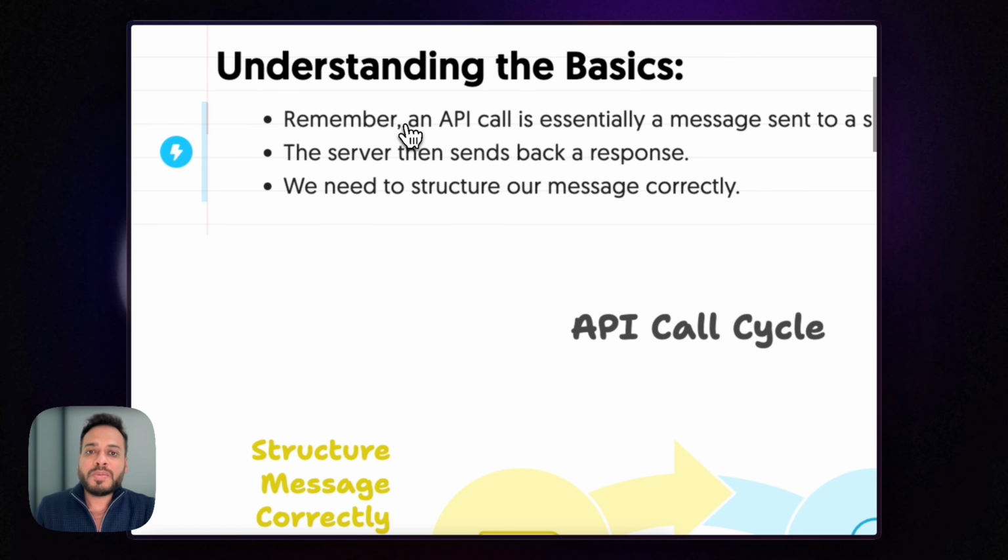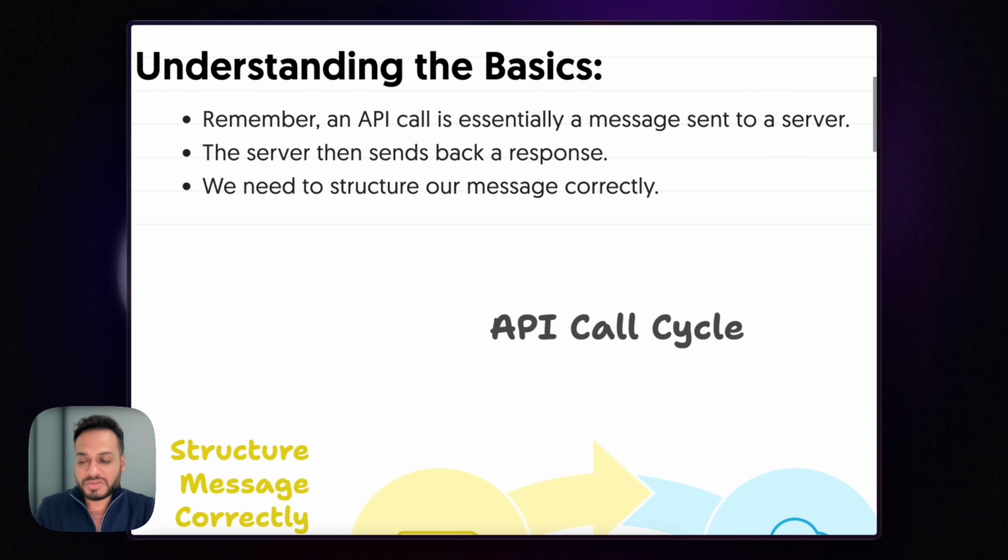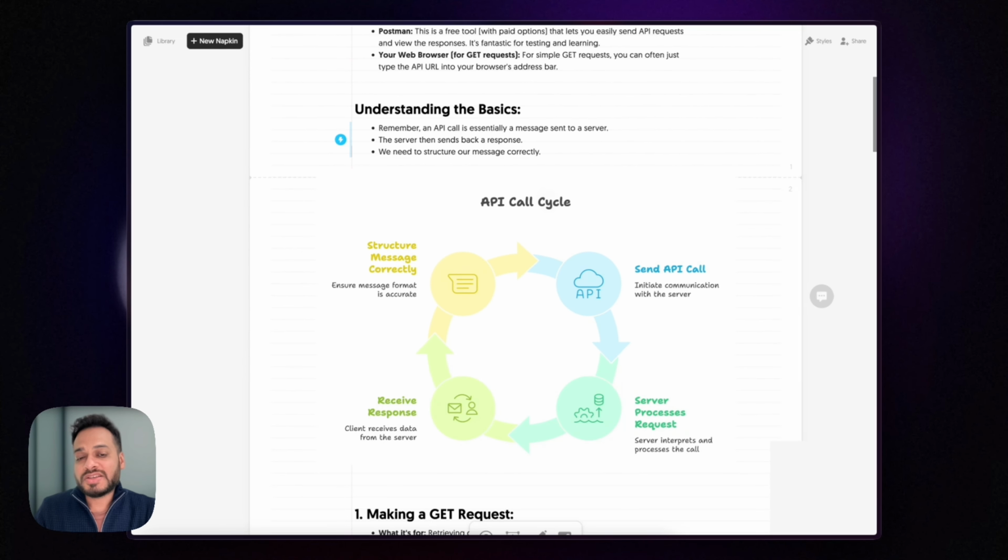Let's start with the basics. Remember, an API call is essentially a message sent to a server. It doesn't matter if it's a GET or a POST or any other kind of API call. It is a message sent to a server, and when that is done, we wait for a response from that server. The server then sends back a response. The most important part of this whole process is that we need to structure our message correctly. And remember from the last session that the structure in which we send our message is called JSON. Today we are going to practically use a JSON structure to send a message to an API via GET or POST.